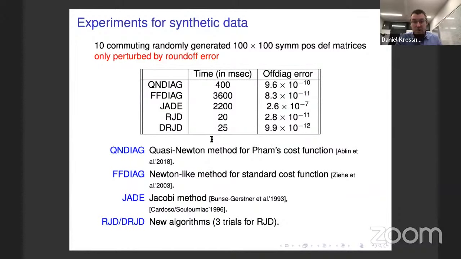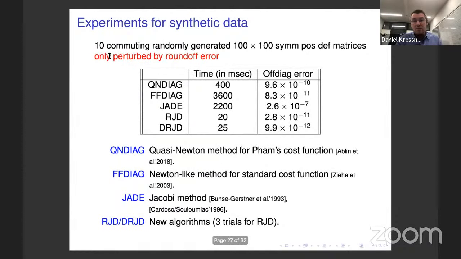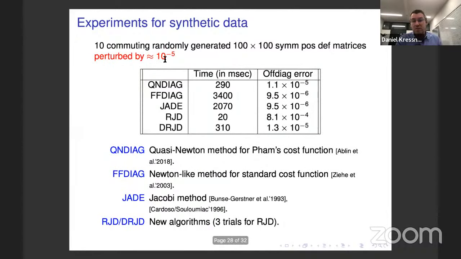So we tried also a lot of other methods and have only selected the ones which are competitive, and it even attains a smaller error. So here we look really, really good. If you increase the perturbation, so here it was only perturbed by roundoff error. Now we increase the perturbation level to 10 to the minus 5 times the norm of the matrices. So you hope to recover something around 10 to the minus 5. This quasi-Newton method based on KL divergence recovers this quite well.